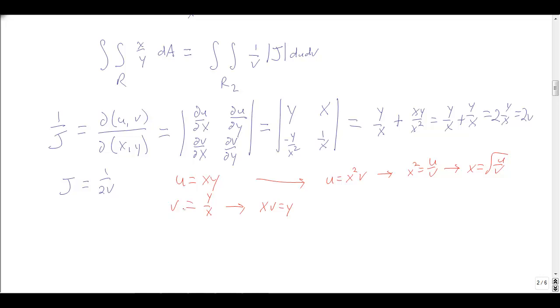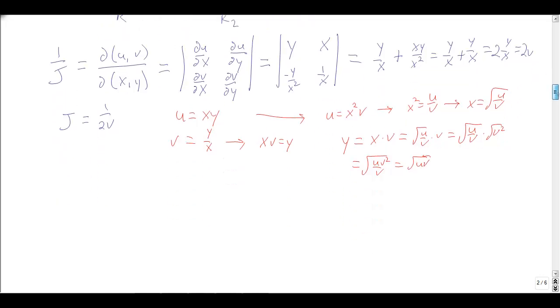And then, sorry, not x, we need y. y is x times v. But x now is the square root of u over v, times v. That's going to give me the square root of uv. So v over the square root of v is just the square root of v. Now let's just work that out here. This is the square root of u over v times the square root of v squared. We end up with the square root of uv squared over v, which just gives me the square root of uv. So I get y is the square root of uv, and x is the square root of u over v.